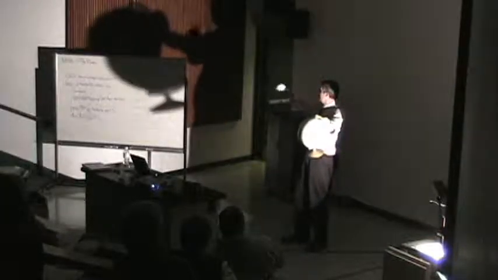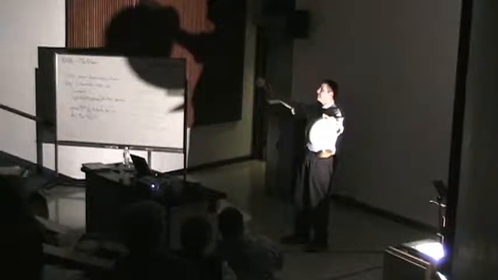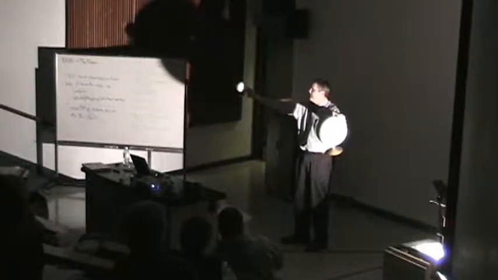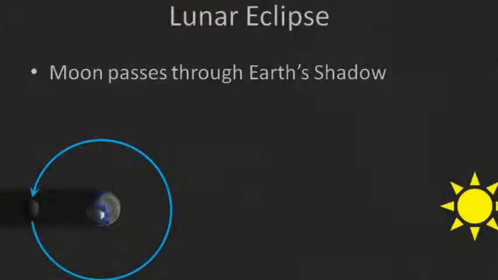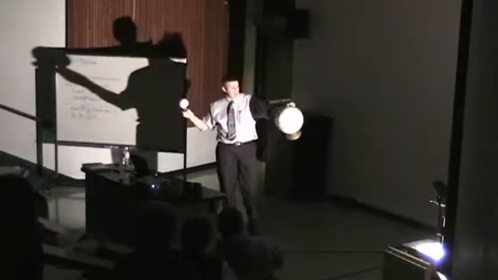Okay, so a lunar eclipse. Okay, here's the Earth, here's the Moon. The Moon passes into the Earth's shadow. Okay, and moves out again. That, quite simply, is a lunar eclipse. Okay? The Earth is here, the Moon is way over here. Okay? 10 meters away by this scale.